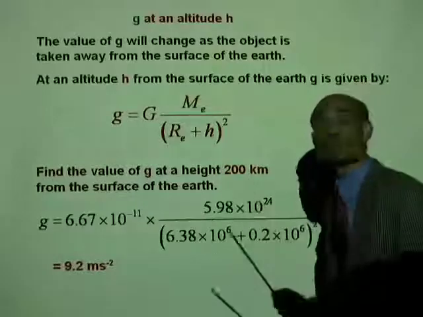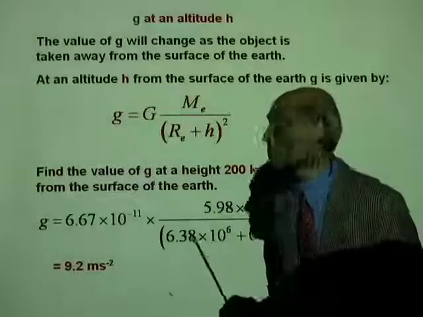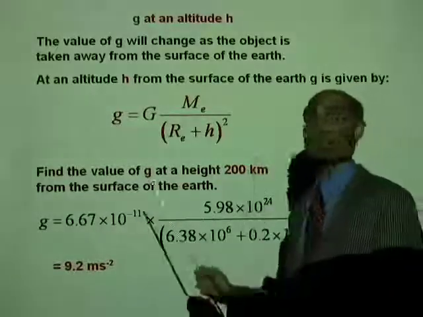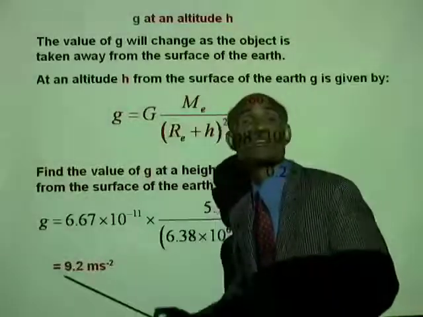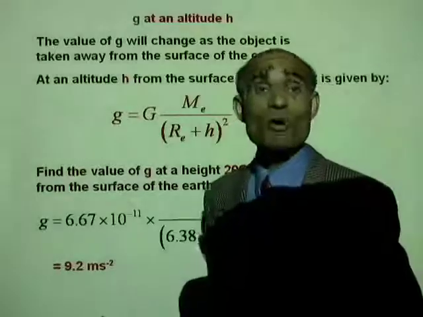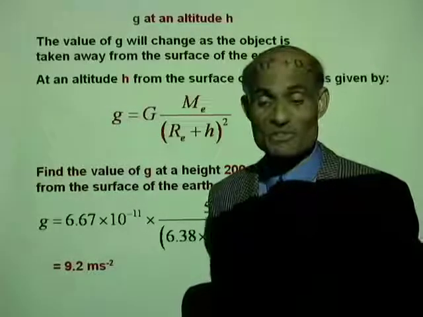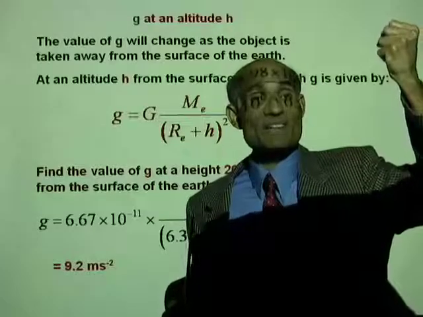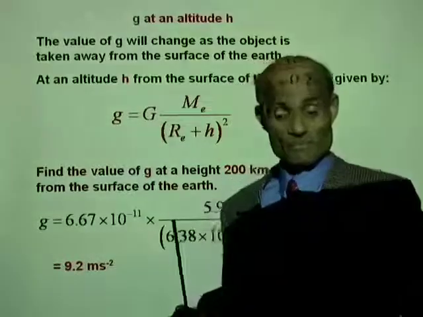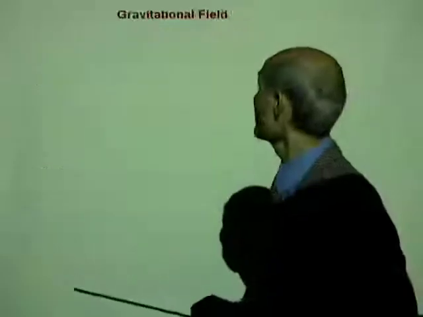So if you go to a height of 200 kilometer, the value of acceleration due to gravity will decrease to 9.2 meter per second squared. That means the weight of the object will be less at that altitude. Is that right? That's correct.